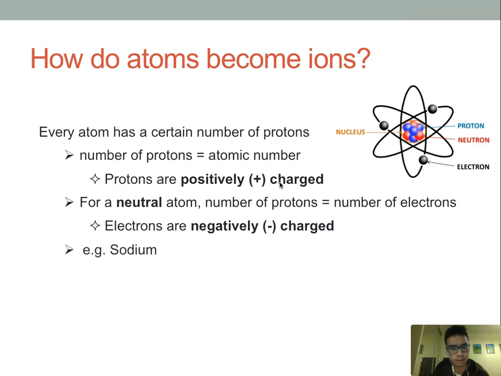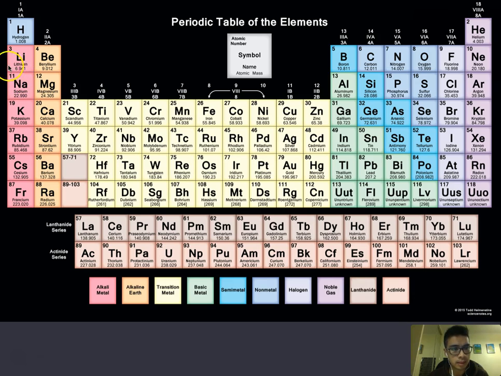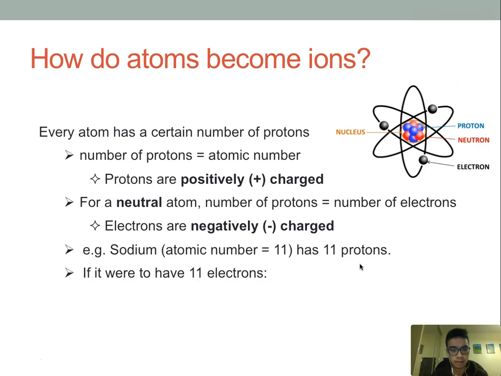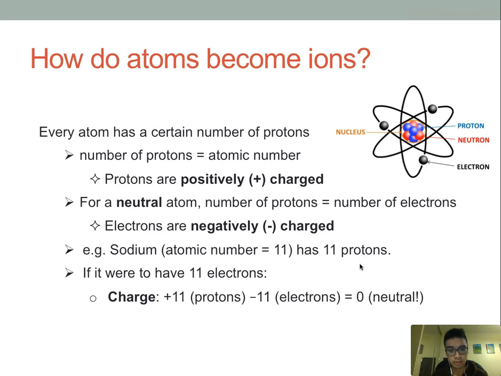Okay, so we're just going to have a look at sodium to illustrate this point a little bit better. Sodium has an atomic number of 11, right here, so it has 11 protons. If it were to have 11 electrons, it would have an overall charge of 0. The 11 protons total a charge of 11, and when we add a total of a negative 11 charge from the 11 electrons, we get overall no charge, or a neutral atom.